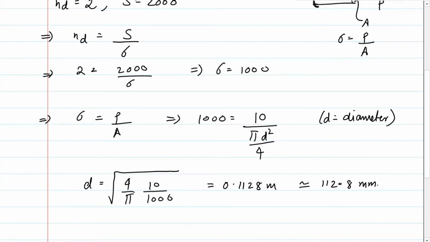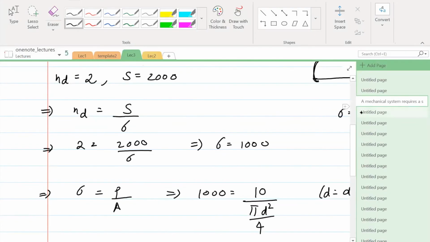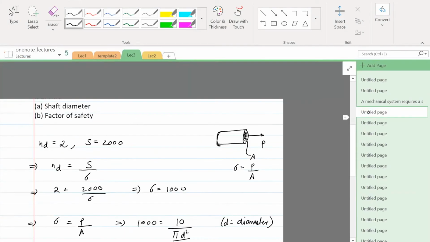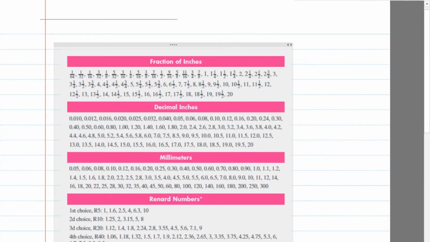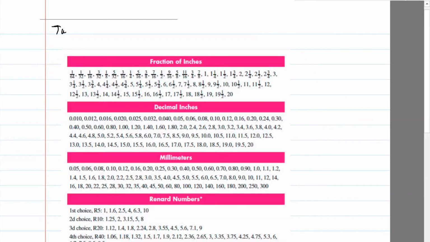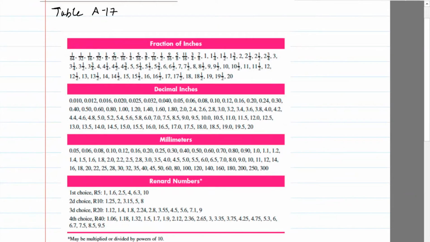Okay, so once you have that design, you need to go to the catalogs, figure out if you can buy that material of that diameter. It turns out that there is another chart in the book, I think this is table A7 or A17, which basically gives you standard dimensions. Here the problem is in millimeters. We've solved it in SI units, so we're looking at millimeters, and we need to go through this.